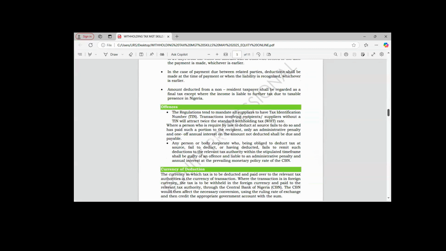And another thing is that where a person is required by law to deduct as such, pay to do so and has paid such an amount to the recipient. So you are expected to deduct as an agent.